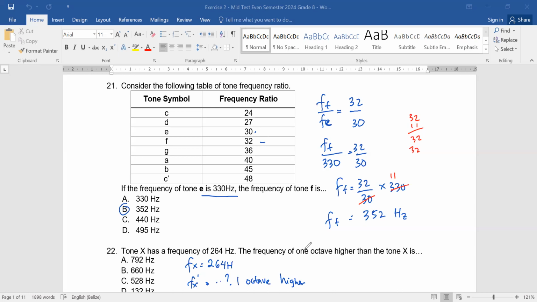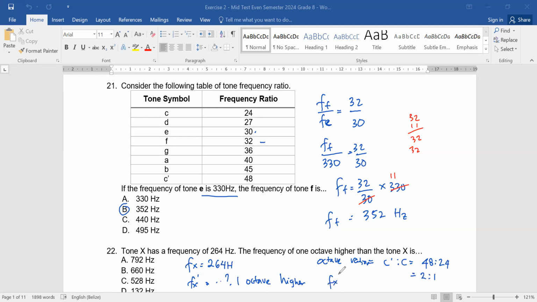And now for the octave itself, octave is actually the ratio of C. The octave ratio is the ratio of C prime to C, or high C to C. So it means 48 to 24, right? And it says that the frequency that you need to find is the higher one, so it's equal to 2 to 1 as well.